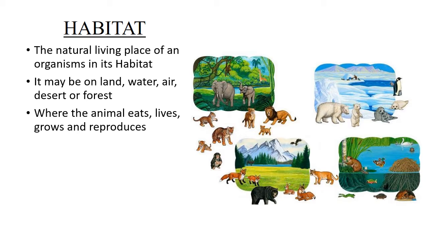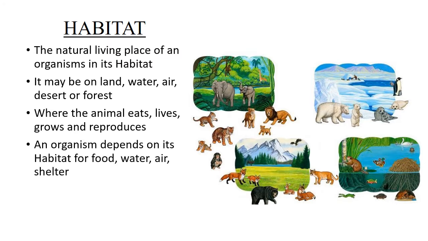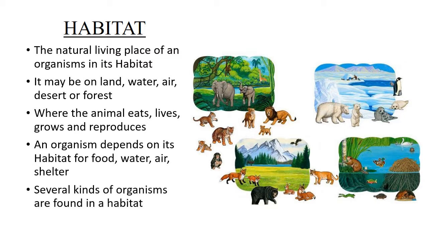This is the place where an animal eats, lives, grows and reproduces. An organism depends on its habitat for food, water, air and shelter. And several different organisms you'll find in the habitat.